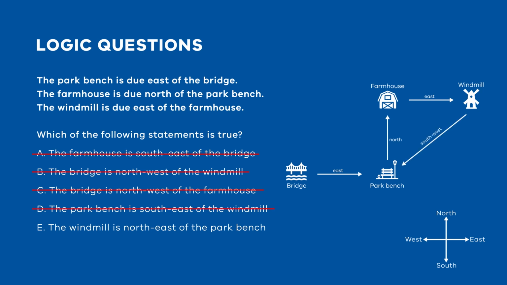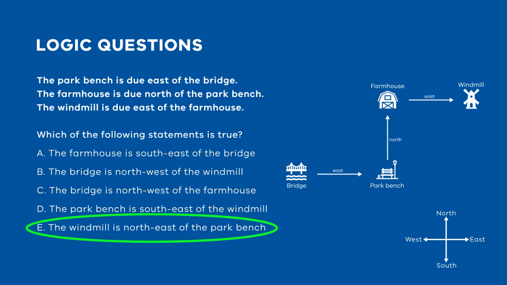The park bench is southwest of the windmill. Let's check the last answer. The windmill is northeast of the park bench. Option E is correct. I hope this has helped you to answer the questions in the verbal reasoning section of the Victoria Police entrance exam.